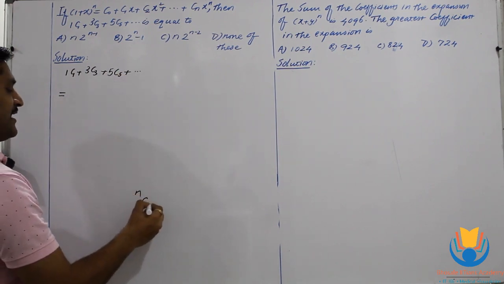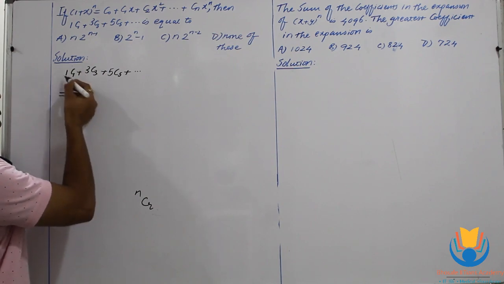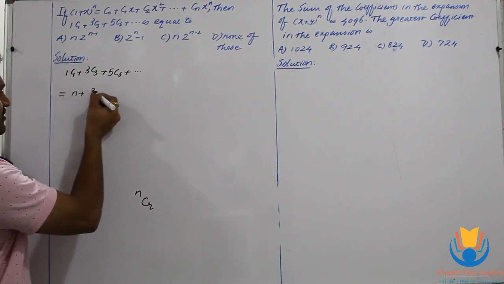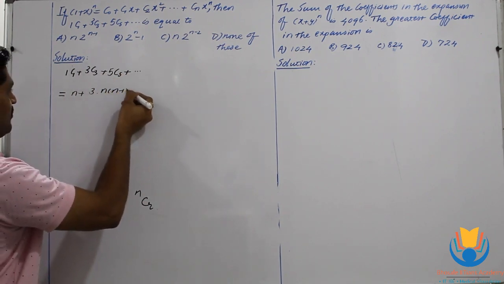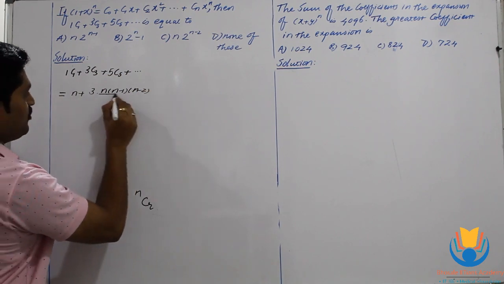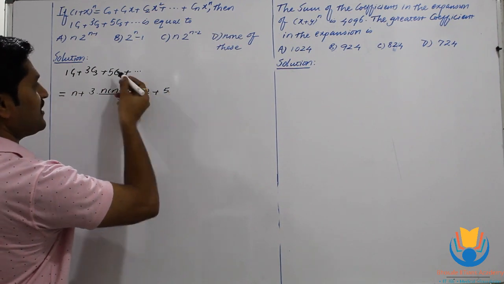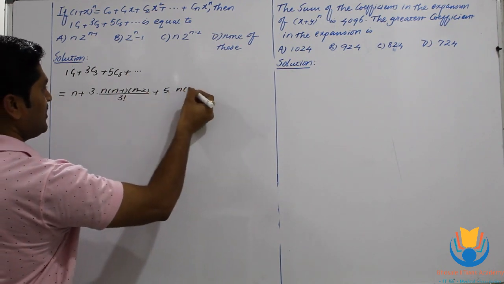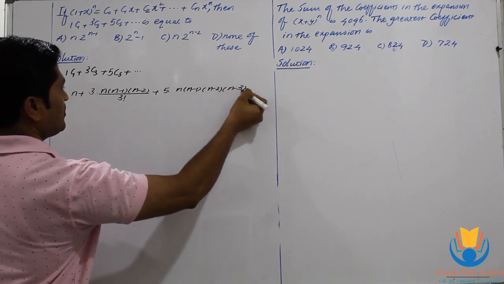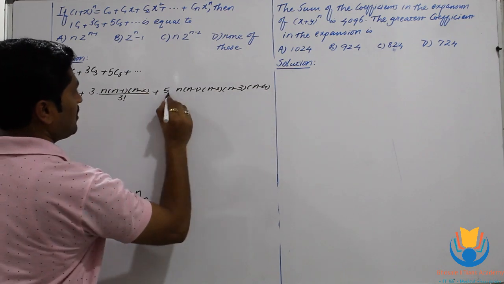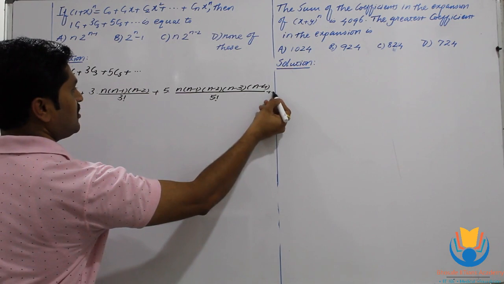Using this formula of NCR, the value of NC1 is n, and n into 1 is n. Similarly this 3 as it is, the value of NC3 will be n into n minus 1 into n minus 2, that upon 3 factorial, plus this 5 into the value of NC5, which is n into n minus 1 into n minus 2 into n minus 3 into n minus 4, that upon 5 factorial, plus dot dot dot.